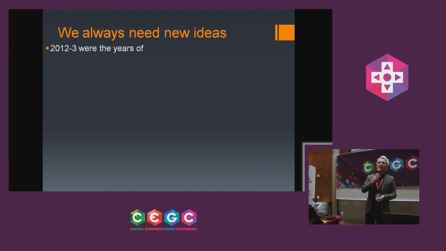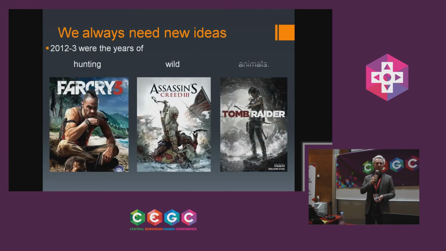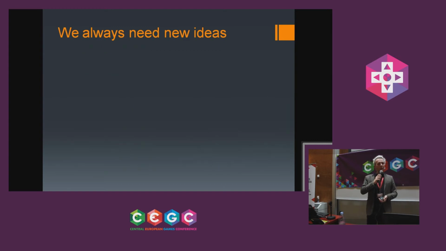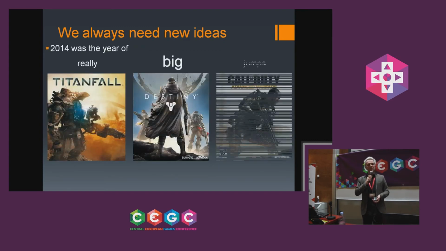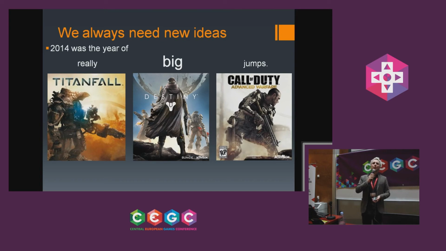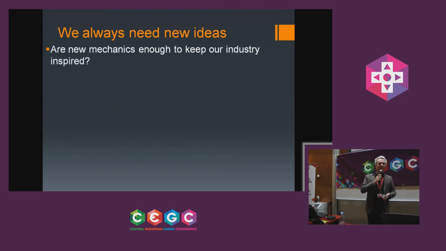So 2012 to 2013, I think, were the years of hunting wild animals. Did a bit of that in Last of Us as well. 2014, I'd probably say, was the year of really big jumps. You know, we do kind of go through these things, and are new mechanics enough to keep our industry inspired? Oh, now you can shoot defenseless bunnies, and now you can jump really high while shooting defenseless bunnies, and is that enough to keep our industry inspired and our audiences inspired?